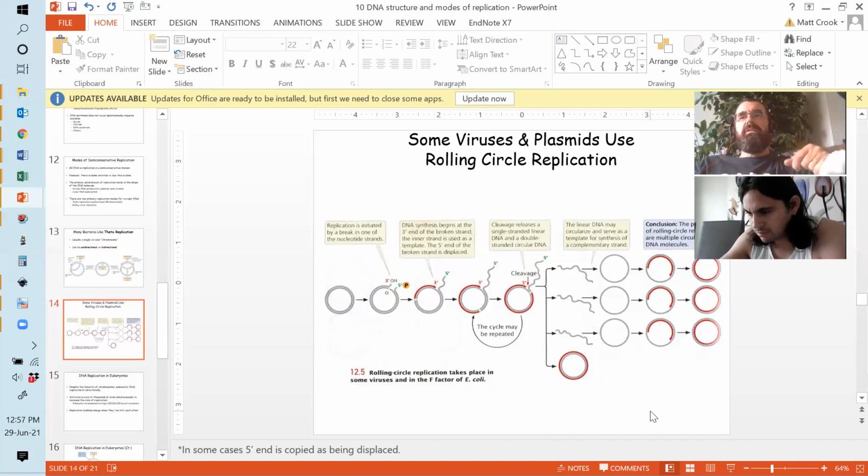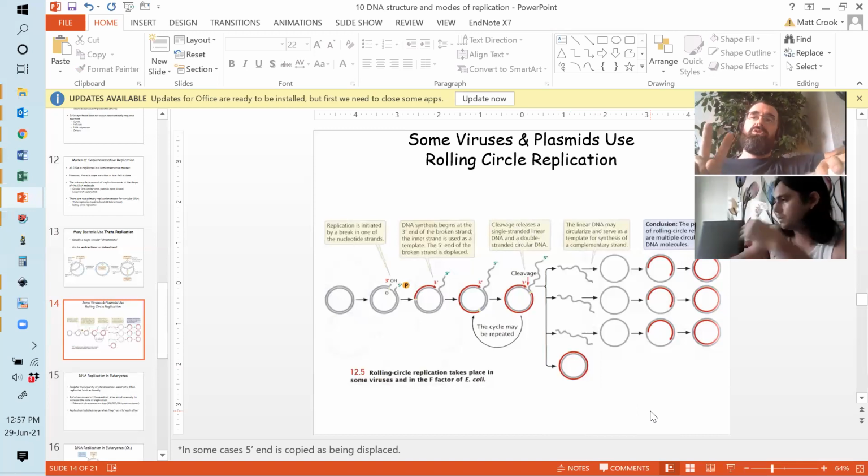And also, in viruses, and the same for plasmids too, you want multiple copies, right? In prokaryotes, or even in eukaryotes, you want one copy. You want to copy your chromosome once, so you end up with two copies.